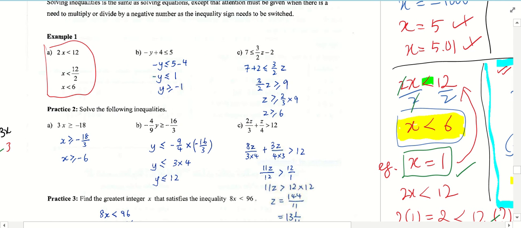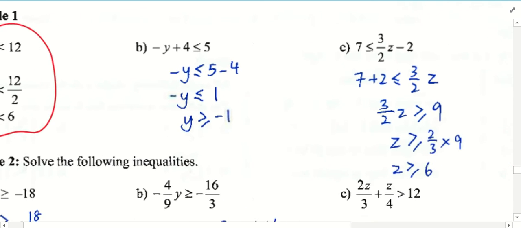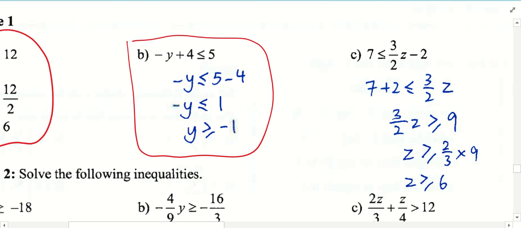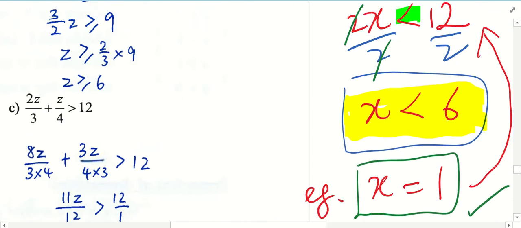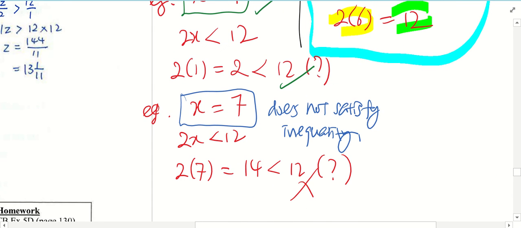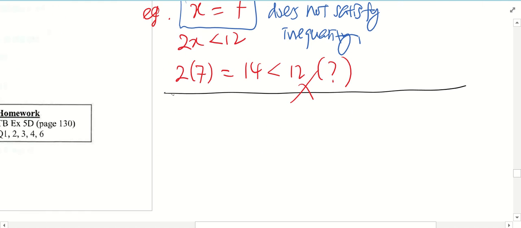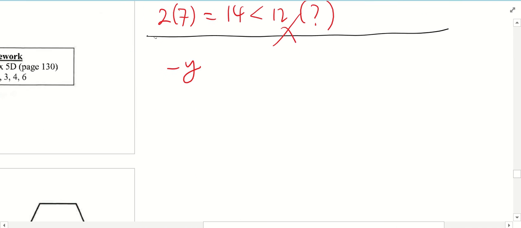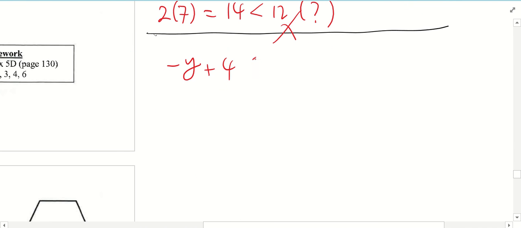Now let's check what happens if we divide both sides by a negative number. This is where example B comes in. Let me work out example B in detail so that you can see how it's done. The question says negative y plus 4 is smaller or equal to 5.